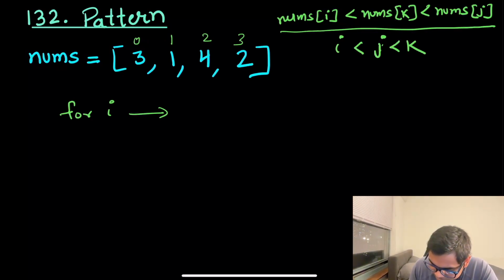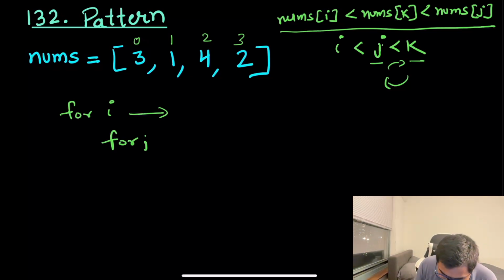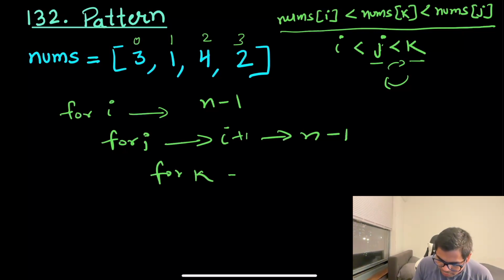j and k. There is a bit of a switch here, right? You can see it when we are comparing the numbers. All right. So we're going to have i. We're going to have j starting at i plus 1 to n minus 1, and then we have k starting at j plus 1 and going to n minus 1.